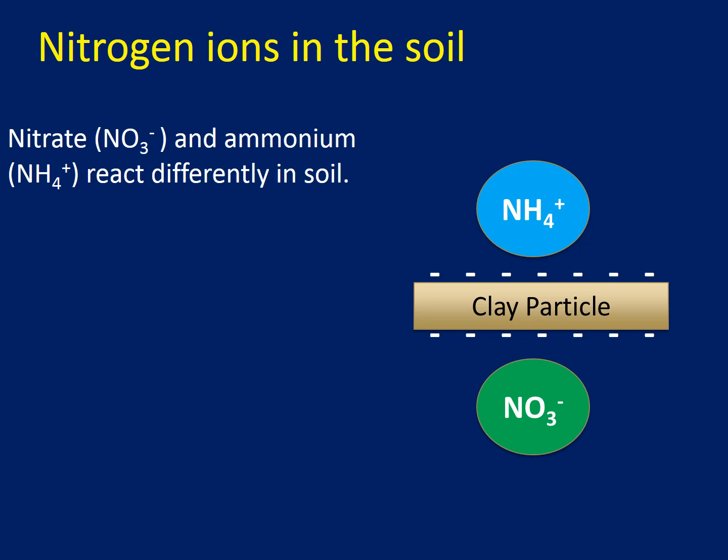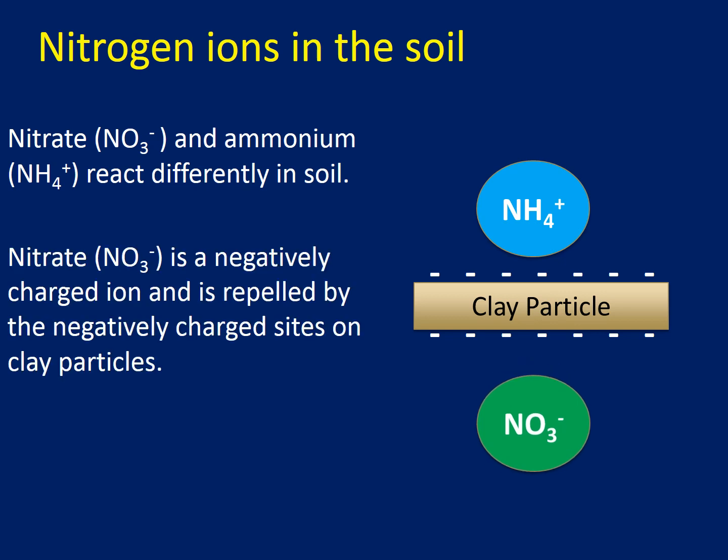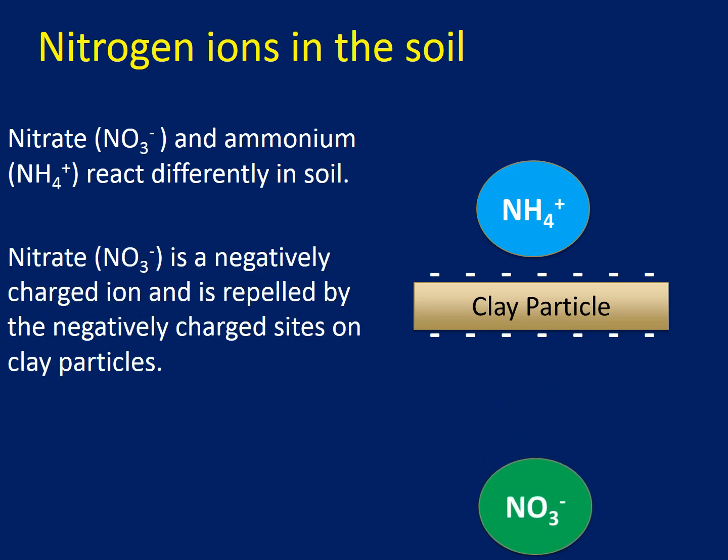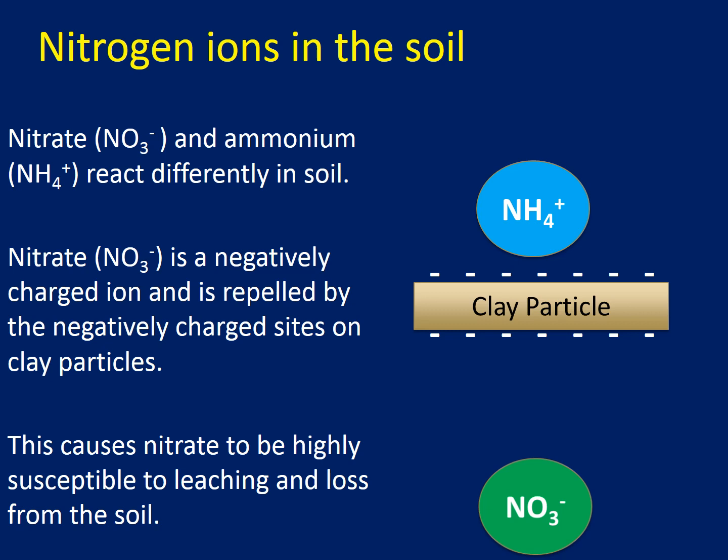Now on the other side we've got nitrate, which is a negatively charged ion, and so it's going to be repelled from the soil. So therefore it's not going to be held, and it's going to be more susceptible to leaching and loss from the soil. So these are some important characteristics to keep in mind when choosing a nitrogen fertilizer, the different effects that could occur within the soil based on the different properties of these two species.